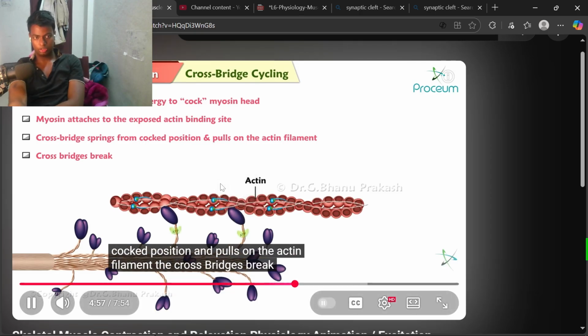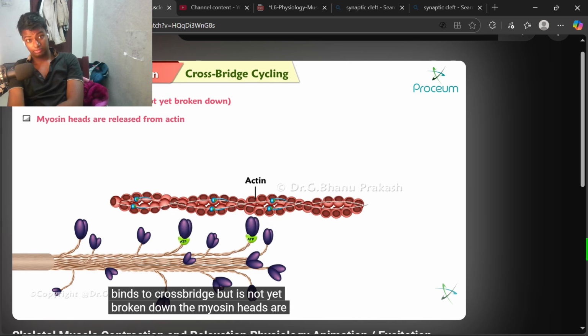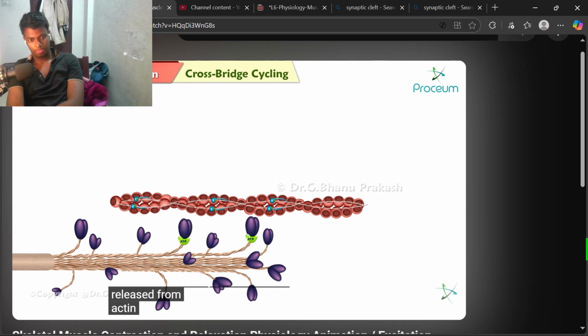Cross bridges break, completing the contraction. ATP binds to the cross-bridge but is not yet broken down, and the myosin heads are released from actin. As long as calcium ions are present, this continues until the muscle fiber is fully contracted.